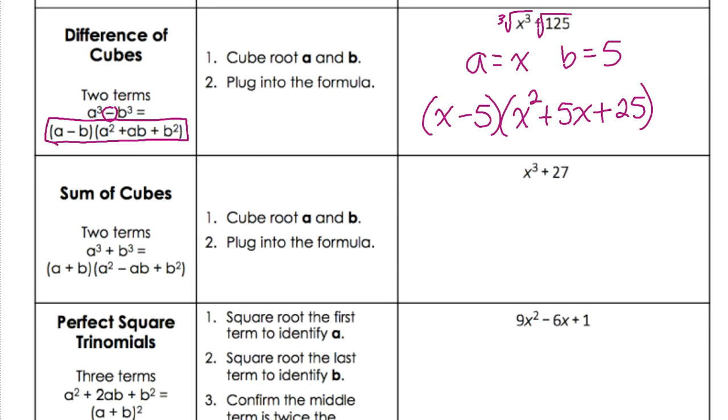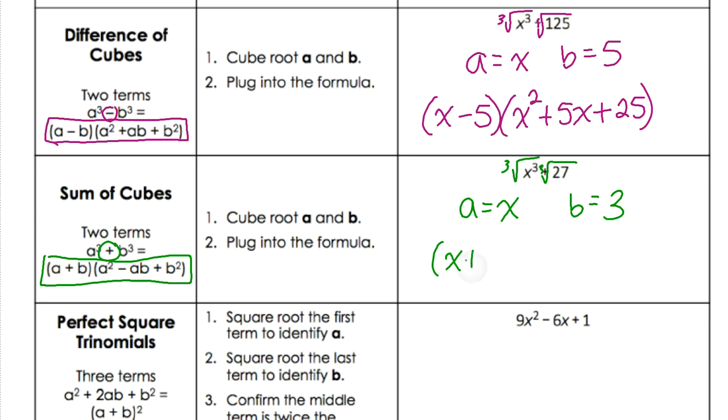Next one is sum of cubes. This one is what works when we're adding two perfect cubes together. We're going to start the same way: cube root both terms, and we get that a is x, and b, the cube root of 27, is 3. Then again, I'm going to use this formula over here and plug things in where they go. So my first factor is going to be x plus 3.